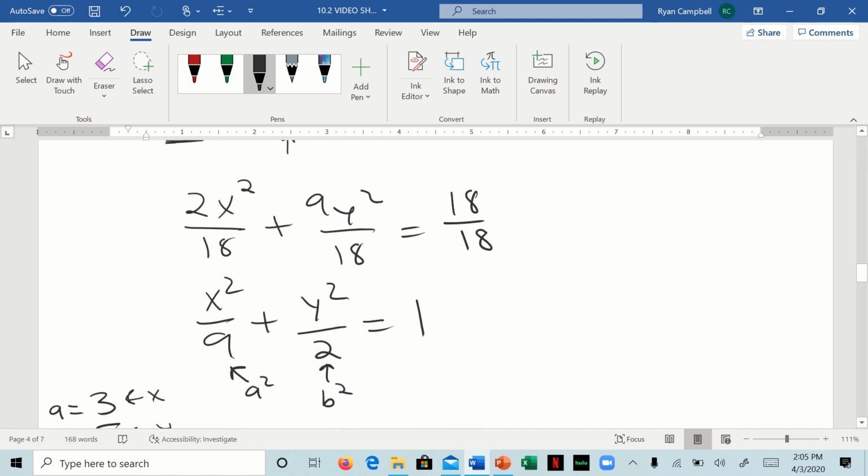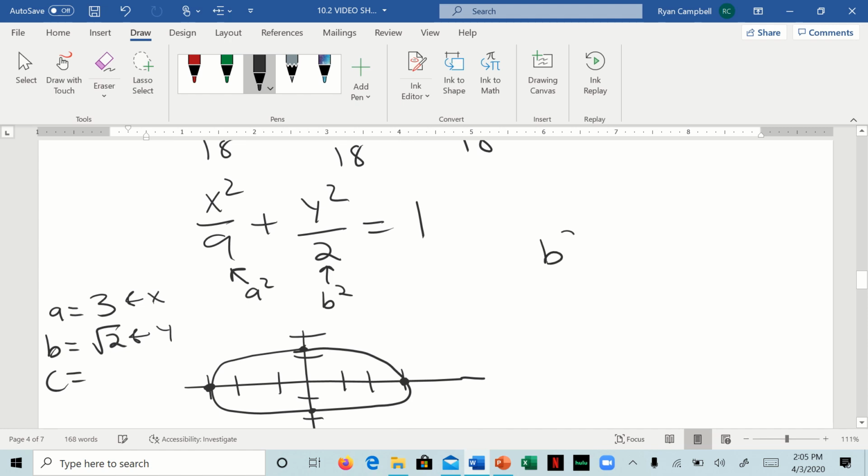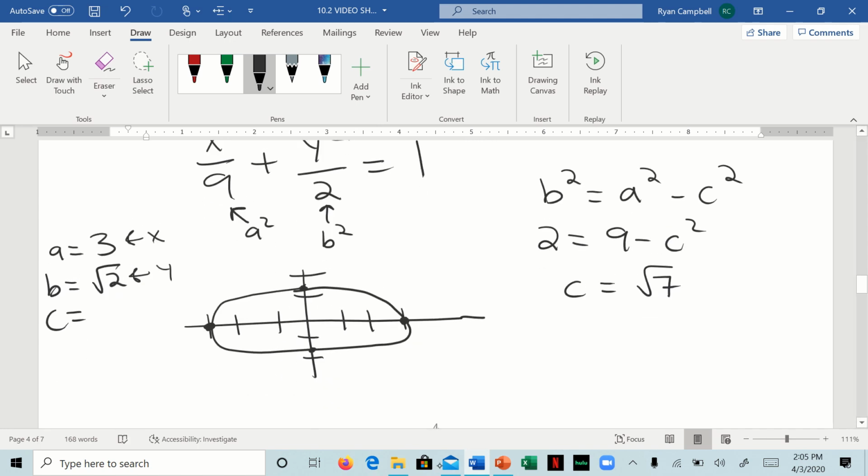Now, let's check out the foci. Remember, we said that for the ellipse, the vertices are further away. So a is further away than c, the foci, right? So we got a squared minus c squared. We said b squared was 2, a squared was 9. All right, so we can pretty much see that c is going to be the square root of 7. So the foci, right, are going to be on the x-axis. So the foci are going to be plus or minus the square root of 7, 0. And that's it.